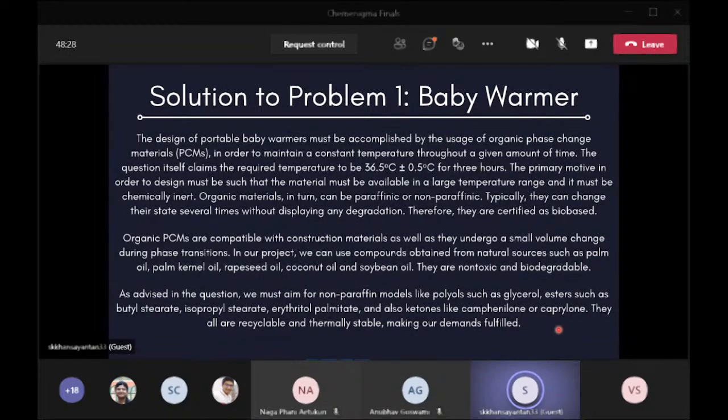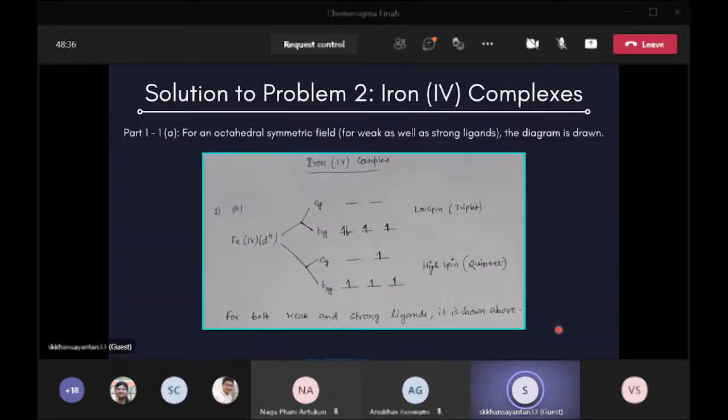And for explaining the next question. Yeah, okay. So am I visible? The slide is visible, right? And I am audible also? Yes, please go ahead.